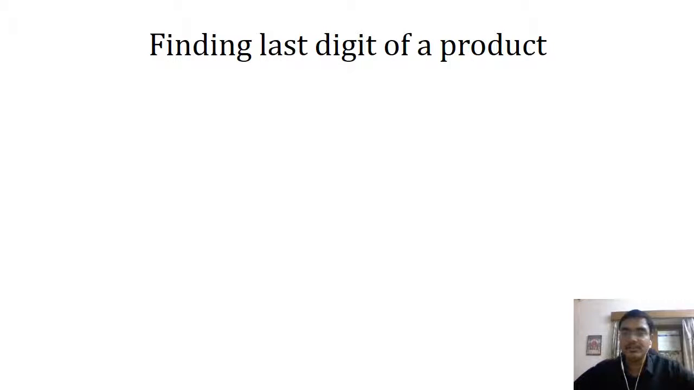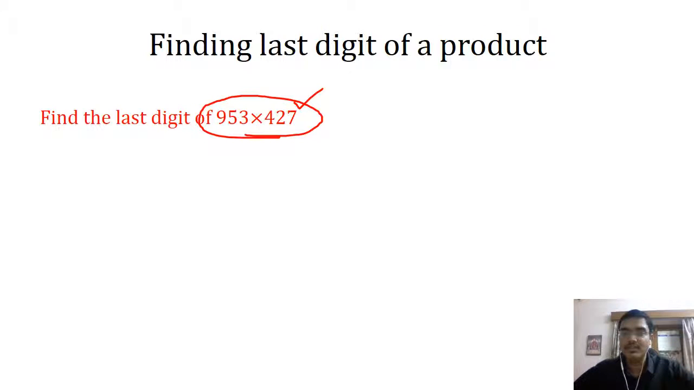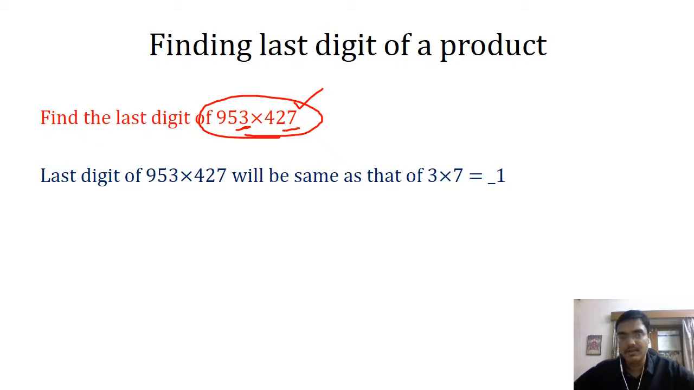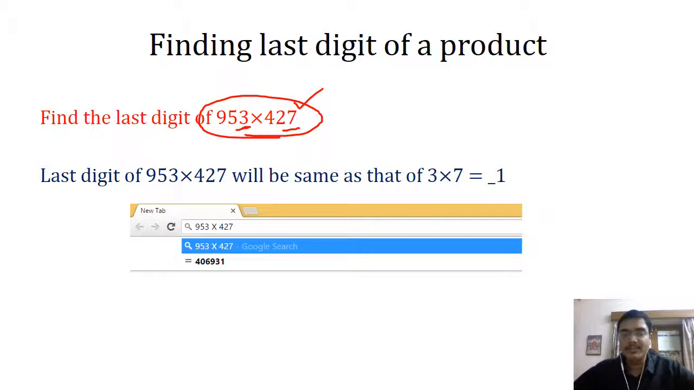Before proceeding any further, let us have a look at some basic concepts. If I ask you what would be the last digit of this expression, that is 953 multiplied by 427, you need not multiply the whole expression and find the last digit. You just need to multiply 3 with 7 and you can say the last digit would be 1. See, 953 into 427 is 406931. So we get our last digit as 1. You need not multiply the whole number, right? You can multiply your last digits and calculate what would be the last digit.